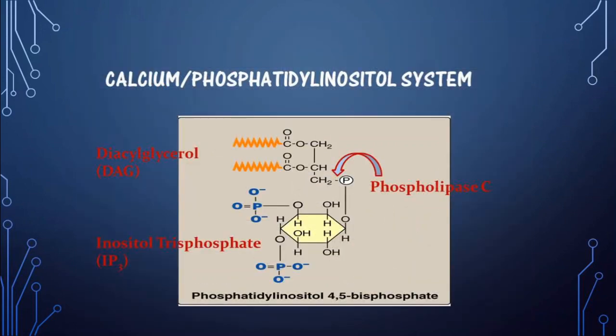So this is the structure of the calcium phosphatidylinositol system, and phospholipase C acts at this particular position. Sorry for the disturbance. So this is the structure of the calcium phosphatidylinositol system, and this is where the phospholipase C actually acts. So this portion is the diacylglycerol, and this becomes the inositol triphosphate.